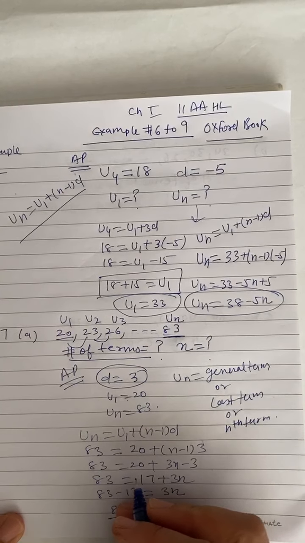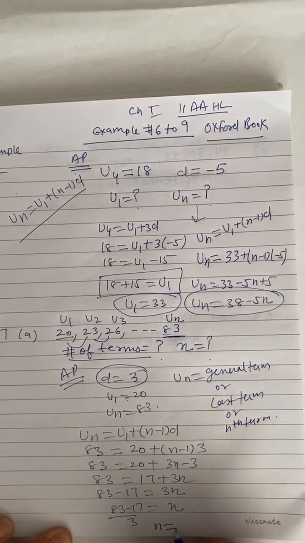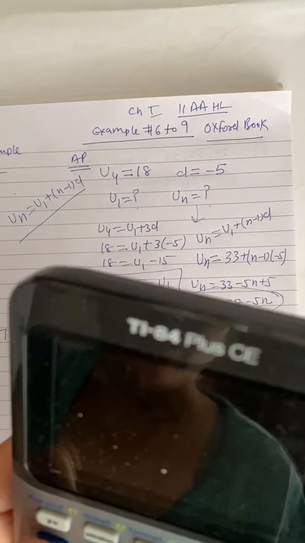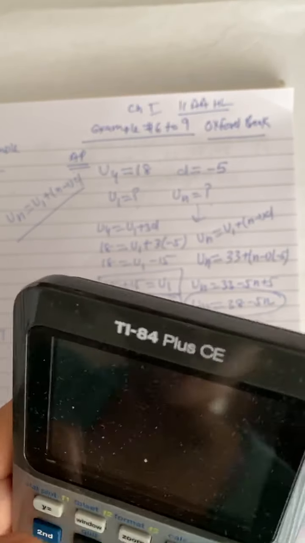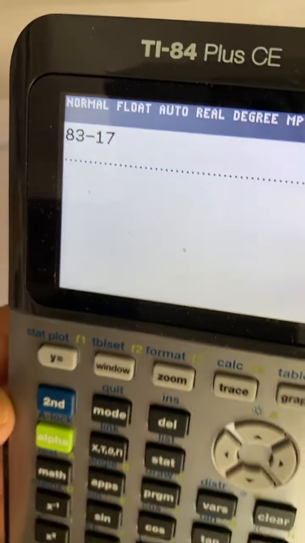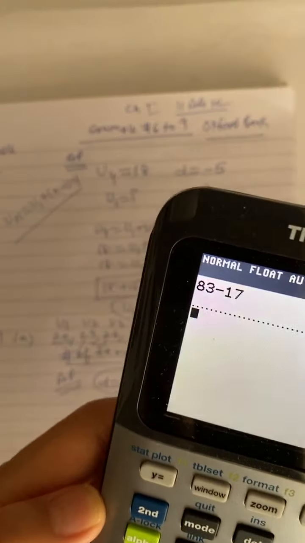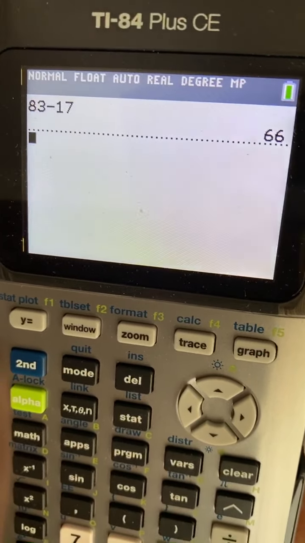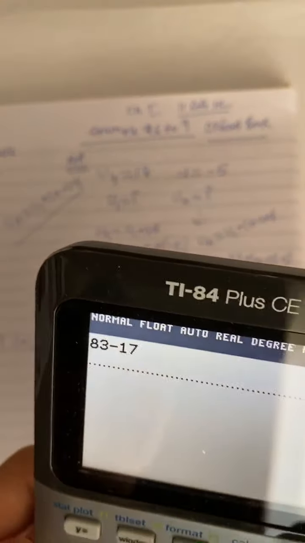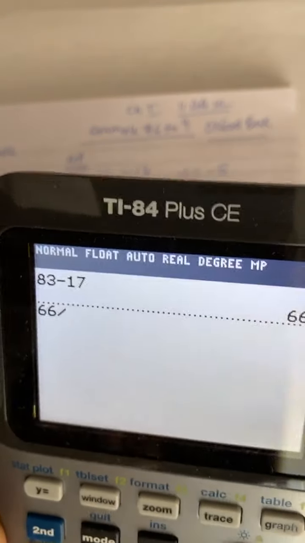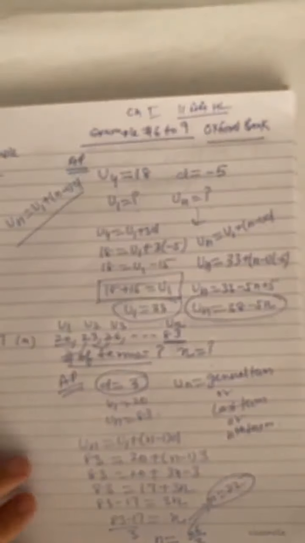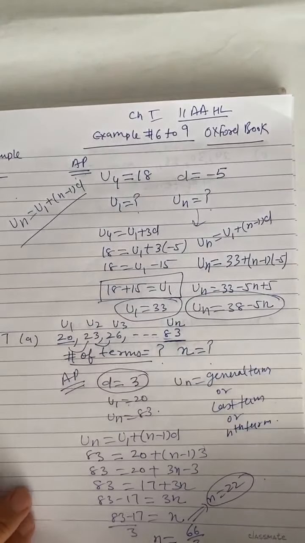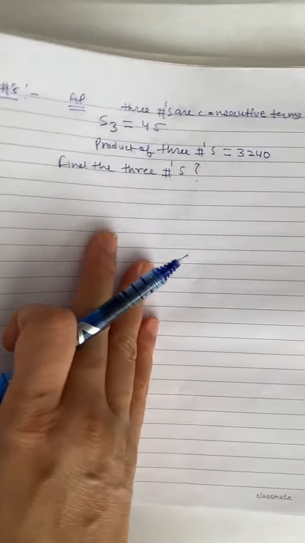So when you simplify that, this is going to give you N. You don't have to use a calculator for this, but I'm just using it so that it's quick. So 83 minus 17 is 66, and 66 divided by 3 gives you 22. So your N is equal to 22. The number of terms in this sequence is 22. Okay, so similarly, another example, it's exactly the same.